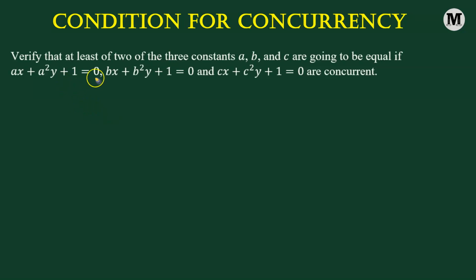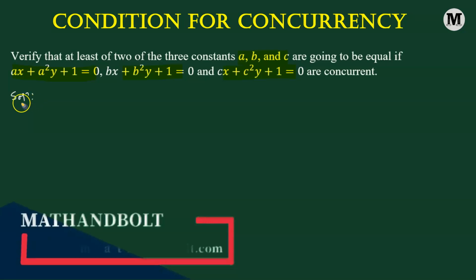So in this problem, we need to verify that at least two of the three constants, a, b, and c, are going to be equal if we have three lines whose equations are given to us. These three lines are concurrent. Okay, let us begin. So here we have three lines.